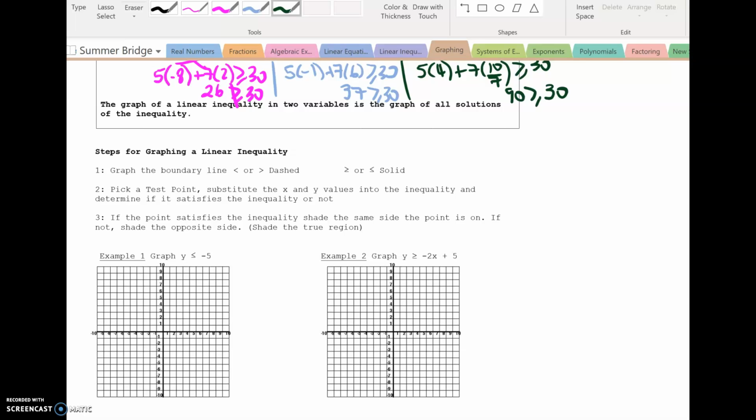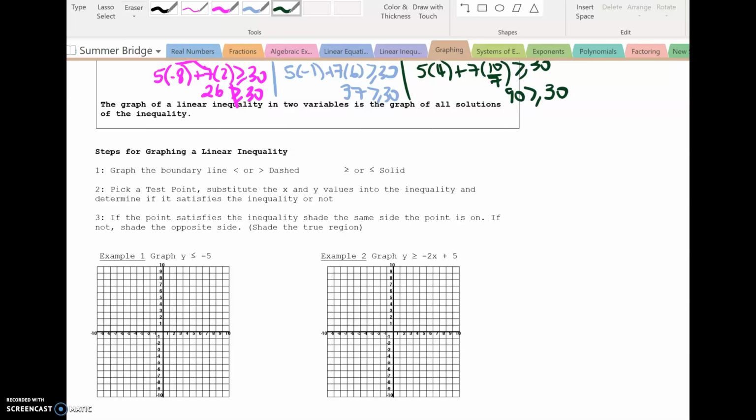In order to figure that out, we need to take a look at the inequality. If the inequality is not "and equal to," then the line is going to be dashed. If it's "and equal to," then it's going to be a solid line. So we graph the line, then determine whether it's going to be a dashed line or a solid line.